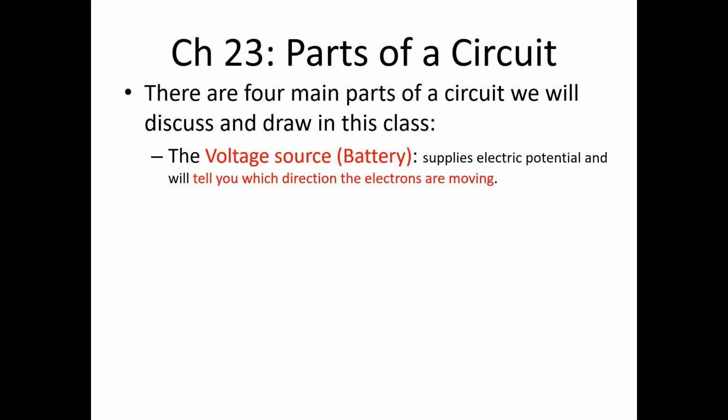So chapter 23, parts of a circuit. There are going to be 4 main primary components to a circuit that we are going to need to use and take into account when we are drawing our circuit diagrams in assignment 4 and beyond for the remainder of the unit. The voltage source that we're going to use, the battery usually, especially in the lab that we're going to be doing in this unit, is going to have this particular little symbol.